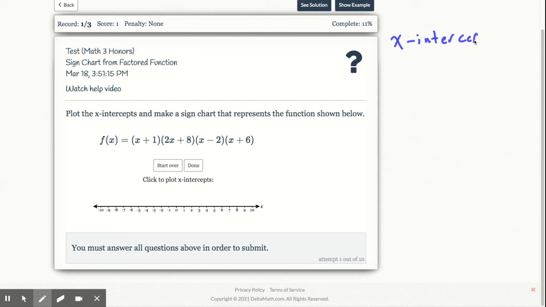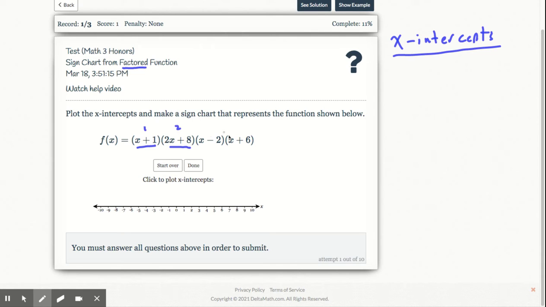So for all the problems you have on Delta Math, the hard part has kind of been done for you. You're always going to be given a factored function on the problems I've given you. So that makes things a little bit easier. Because remember, if we want to find the x-intercepts from a factored function, all we need to do is take each of our linear factors and set them equal to 0 and solve. Right? So when I say linear factor, I mean each of the expressions inside parentheses.